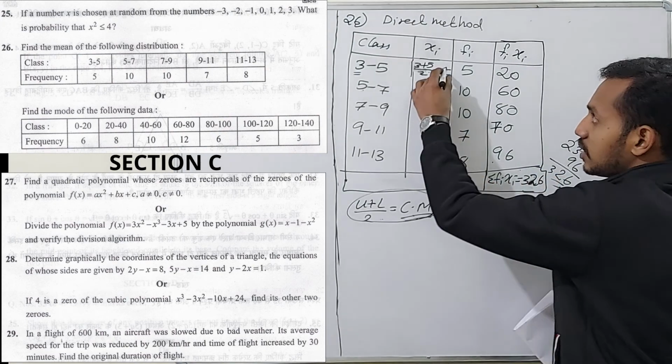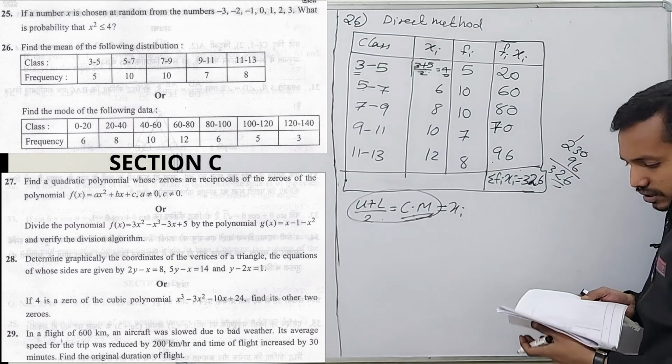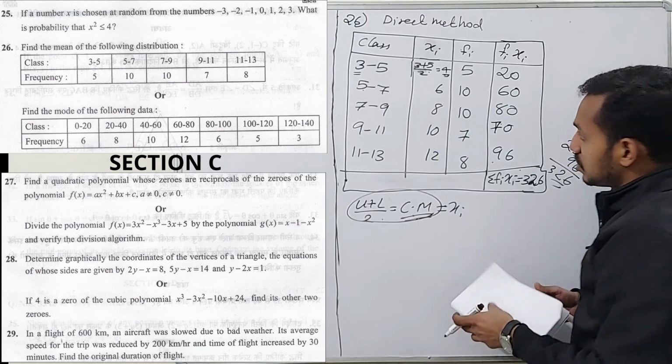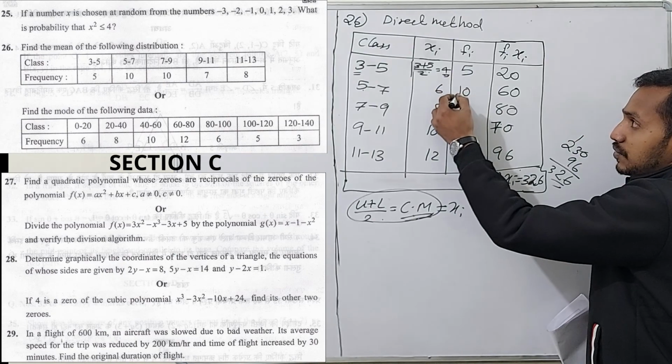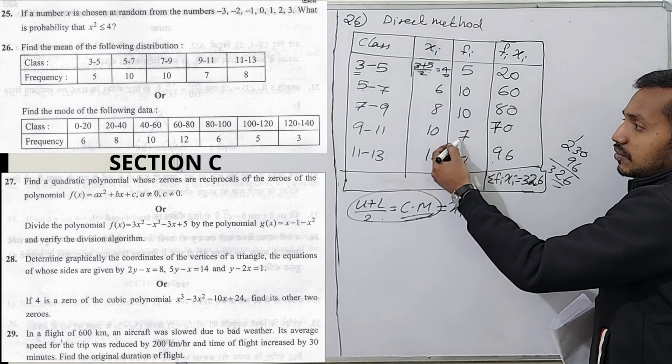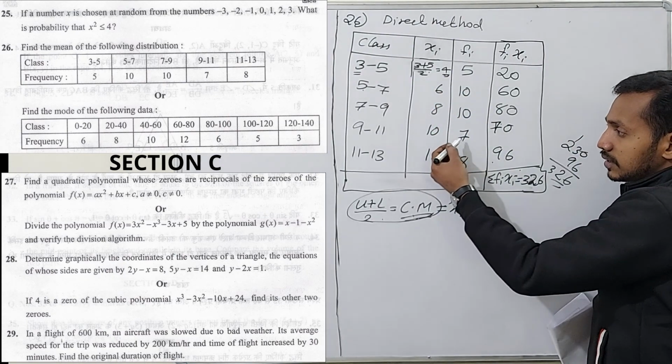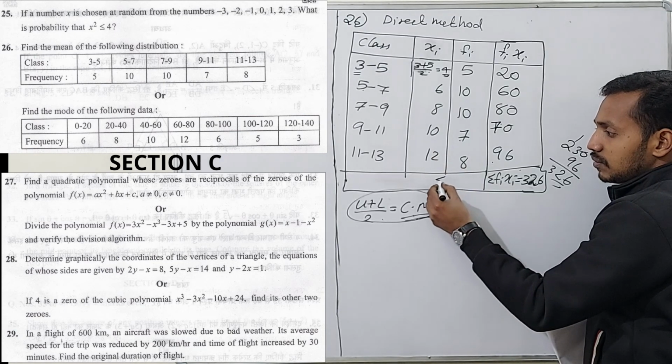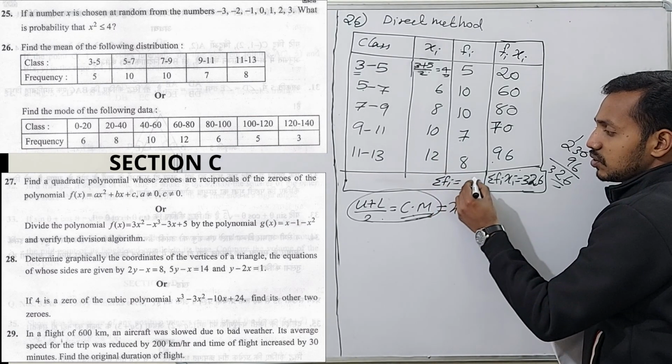Now sigma fi, I think it is not given in the question, so we have to find it separately. 5 plus 15, 15 plus 10, 25. 25 plus 7 is equal to 32, 32 plus 8 is equal to 40. So sigma fi is equal to 40.